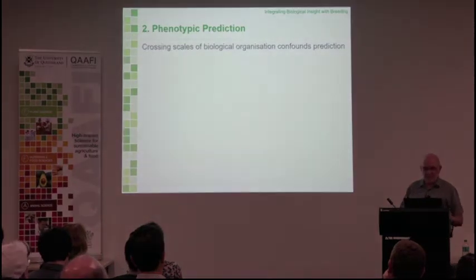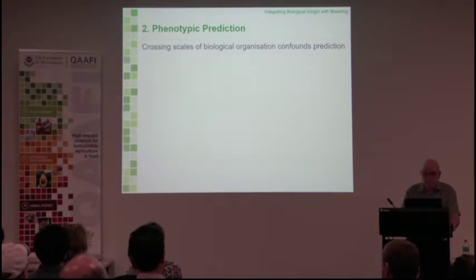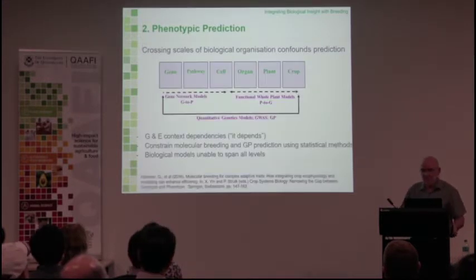So let's go back a bit and think about biological organisation and scales, crossing scales, and how that confounds prediction, because that's critical in here. Predicting from genotype to phenotype, you're crossing a whole lot of scales of biological organisation.